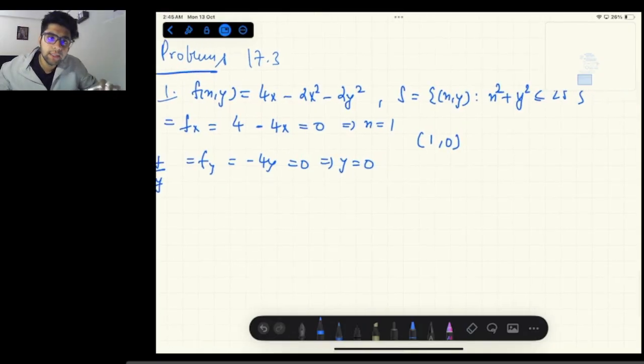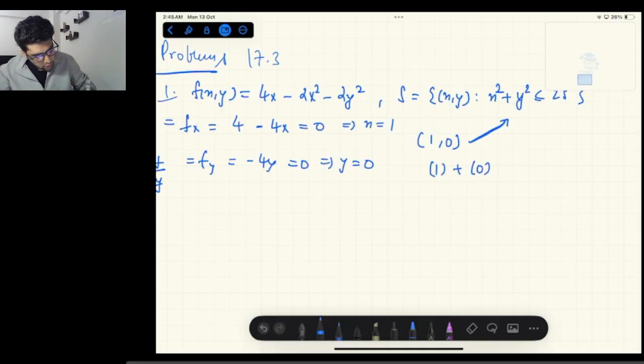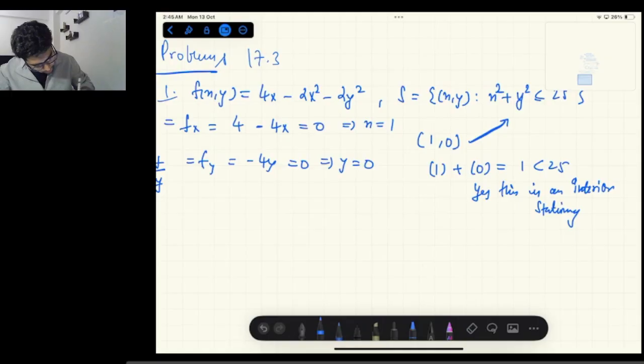Also, is this an interior stationary point? Should we check? If I put this point in the set given to me, 1 + 0 = 1, which is less than 25. So yes, this is an interior stationary point.